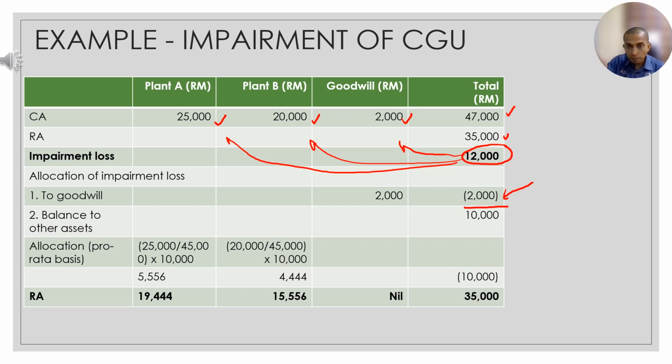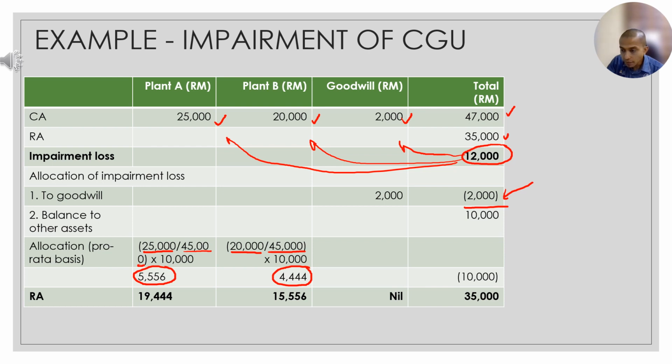So now we have two plants, plant A and plant B. Only this 10,000 we allocate to plant A and plant B based on their carrying amount. The carrying amount is 25,000 for plant A and 20,000 for plant B. Total up both, we get 45,000, so times with 10,000. Now for plant A, the impairment loss is 5,556. For plant B, it is 4,444. Total up is still 10,000.